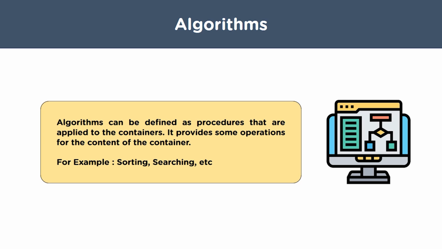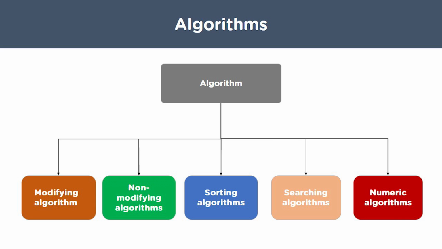Algorithms in STL can be defined as procedures that are applied to the containers and provide some operations on the content of the container. And because STL algorithms are built in, that is why they save a considerable amount of time. In algorithms, we just have to make a function call and we don't have to write the lines of code to implement it. Now let's have a look at types of algorithms. First is modifying algorithm, non-modifying algorithm, sorting algorithm, searching algorithm, and numeric algorithm.